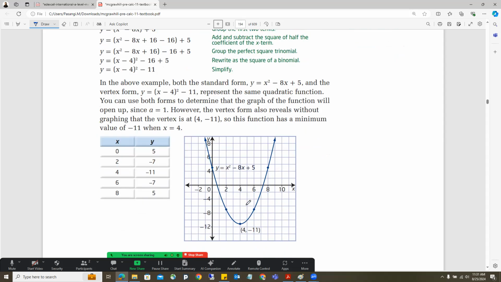If we have the vertex form of the equation, then from it we can see that the coordinates of the vertex of the graph will be (4, -11). Then we can easily draw the graph. Is it clear? Yes.